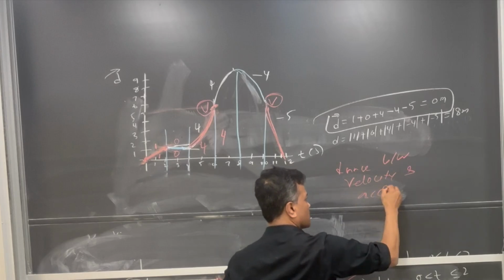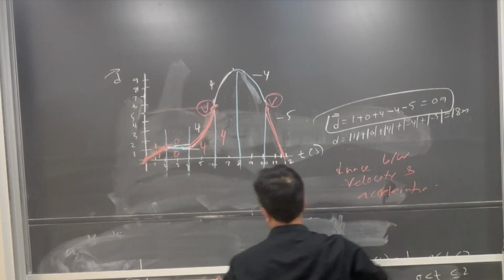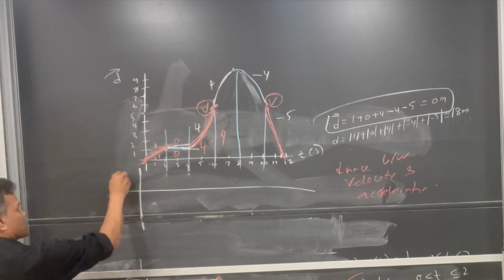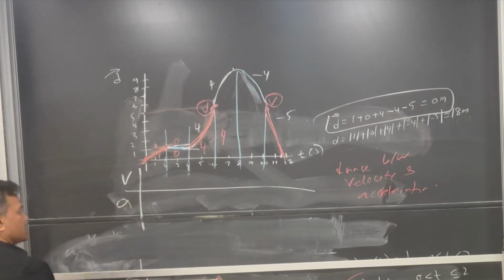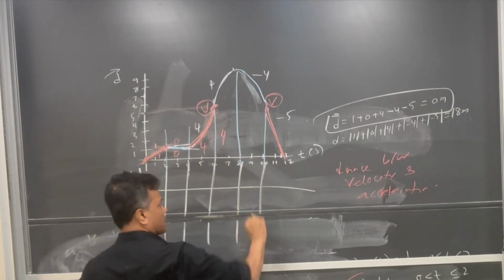So there is a dance between velocity and acceleration. Okay, so what are you going to do? You're going to write velocity and acceleration. This is velocity, this is acceleration, and you're going to divide it by section. So this is section 1, 2, 3, 4, 5, and so on.